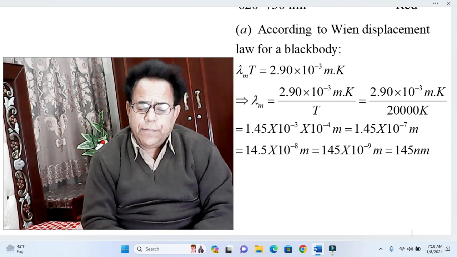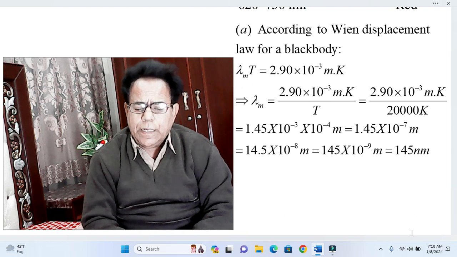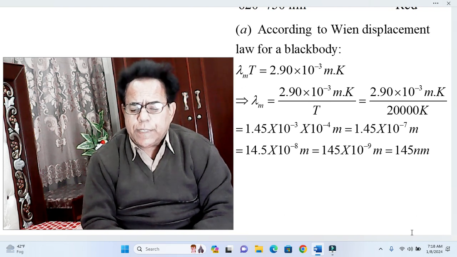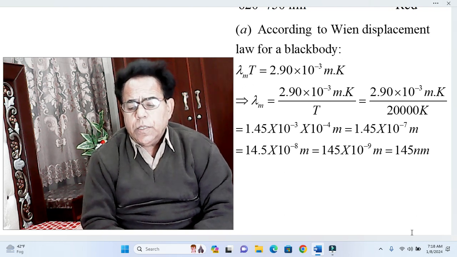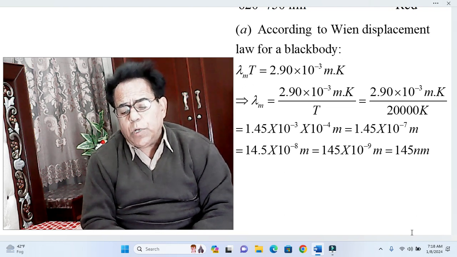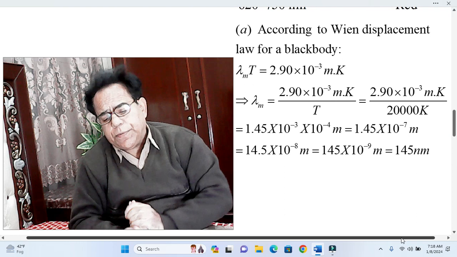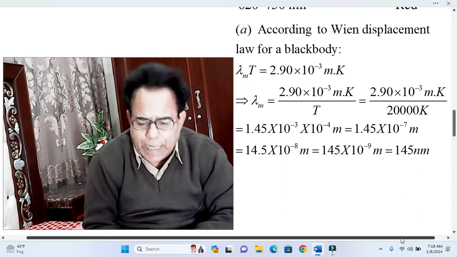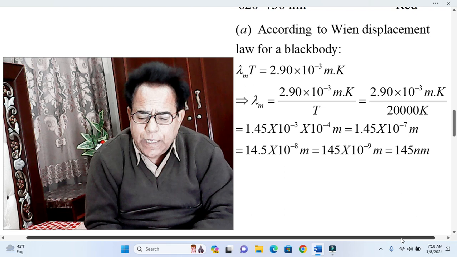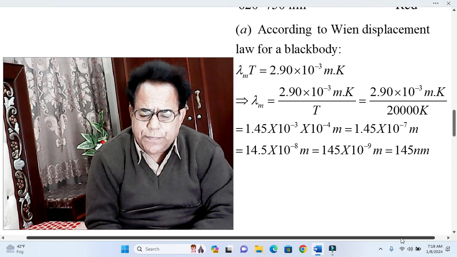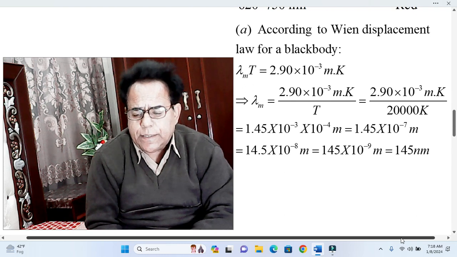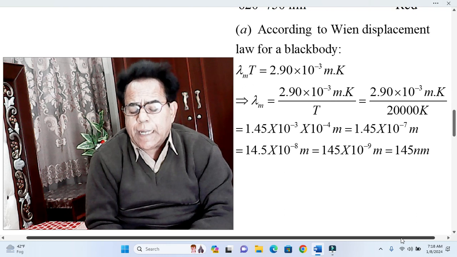Next, once again, we have reshaped 14.5 as 145. That is to say, we have shifted the decimal one further step ahead. So when 14.5 has been shifted to 145, then our 10 raised to the power minus 8 will be changed to 10 raised to the power minus 9. And we know that 10 raised to the power minus 9 is always nano.